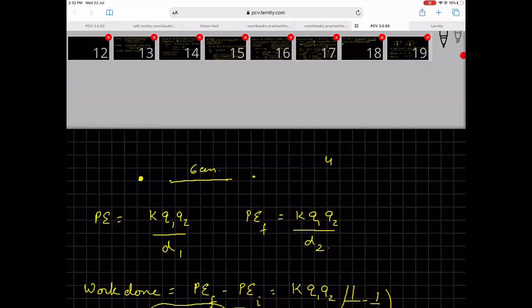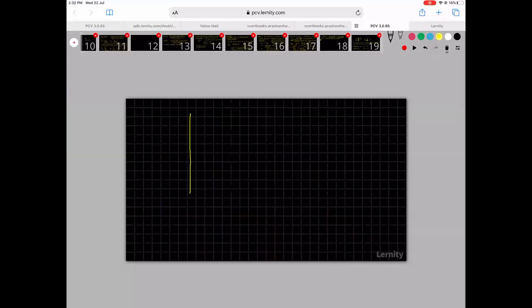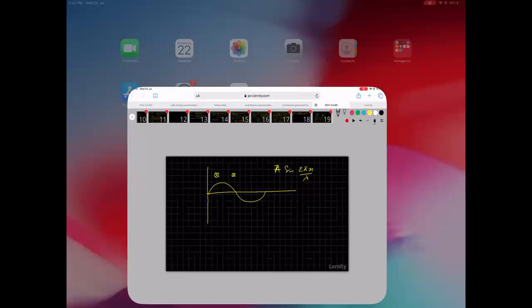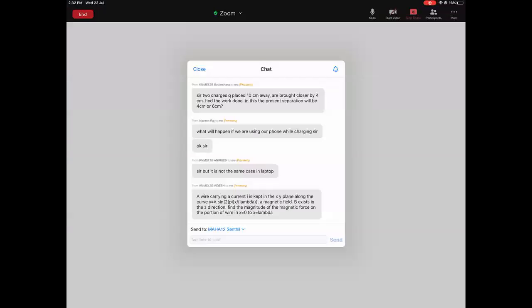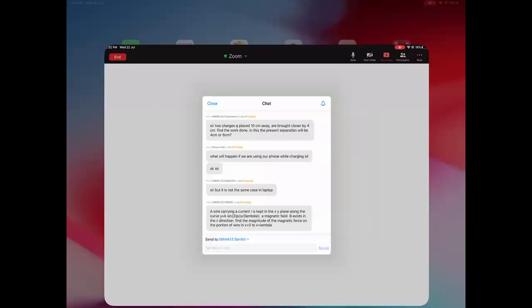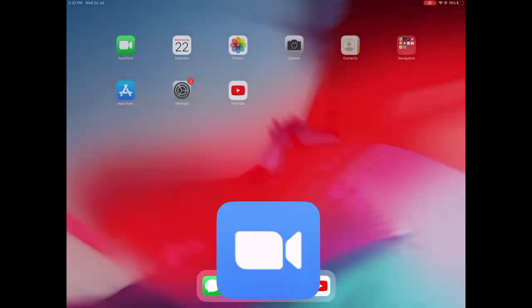So here is a wire, a sine 2 pi x by lambda. So you have a wire like this. Now there's a magnetic field in this. Now there must be a current carrying. It must be carrying a current I. A current I is kept in the field B, and a magnetic force exists on the wire from x equal to 0 to x equal to lambda. So now they are asking you for the force here.